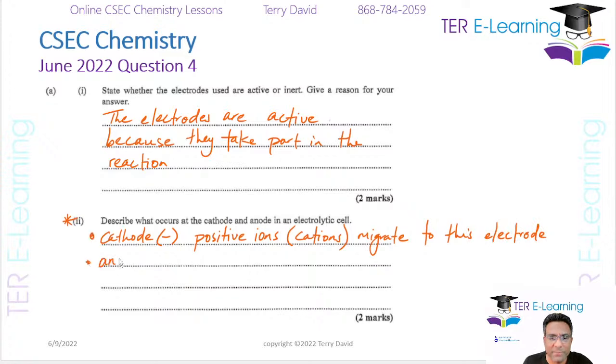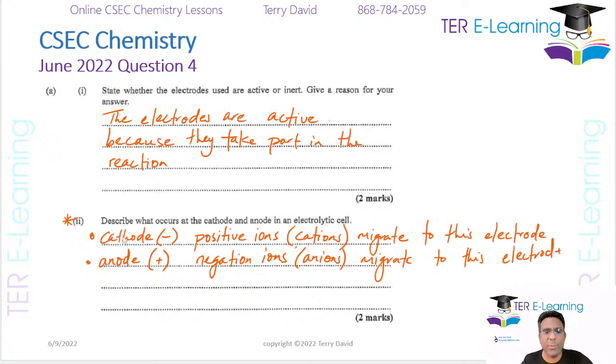And at the anode, which is your positive electrode, you're going to see negative ions, which are called anions, migrate. I was hoping that the question was in relation to what we just spoke about, the copper, but let's move on. That is what I would probably say here, because it said describe what occurs at the cathode and what occurs at the anode.